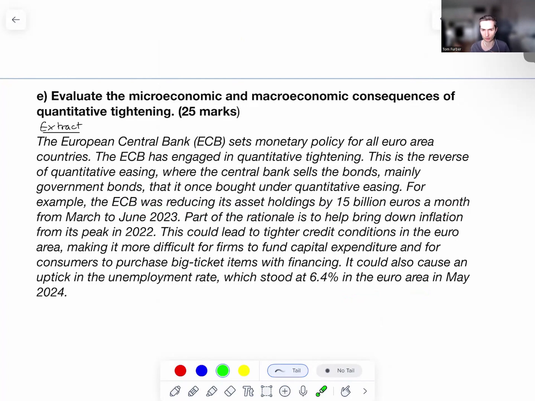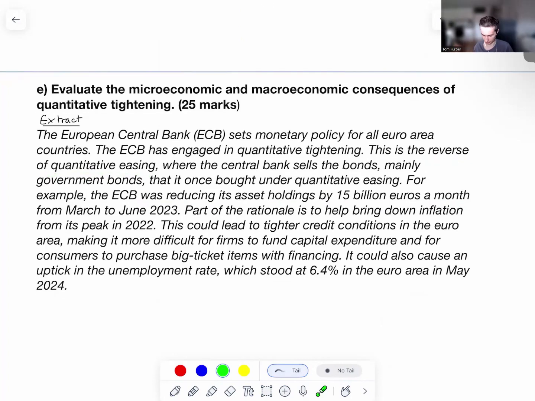Just to explain what this means, quantitative tightening from the extract. Essentially, it's the reverse, the opposite of quantitative easing. And so with QT, or quantitative tightening, the central bank is selling the bonds rather than buying the bonds that it bought under quantitative easing. Another part of this is that this could lead to tighter credit conditions in the euro area, making it more difficult for firms to fund capital expenditure. So that could be a point about reductions in investment as well. Also, it says part of the rationale is to help bring down inflation from its peak. So that could be a good macro effect to discuss too.